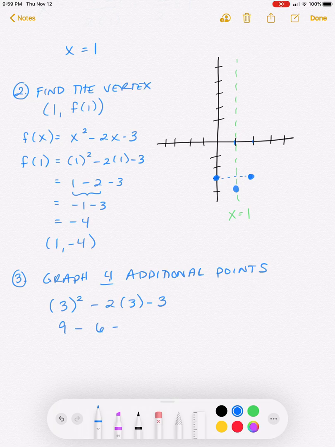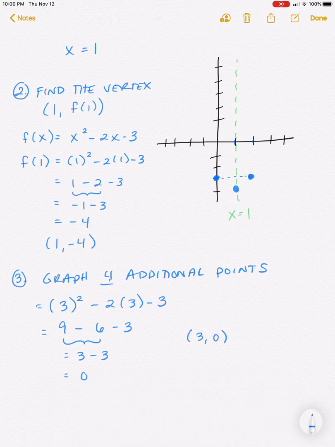9 minus 6 minus 3. So this is going to be 3 minus 3. And finally here, we get that this coordinate is equal to 0. So we just found that the point (3, 0) is on the graph. And so I get (3, 0), okay?